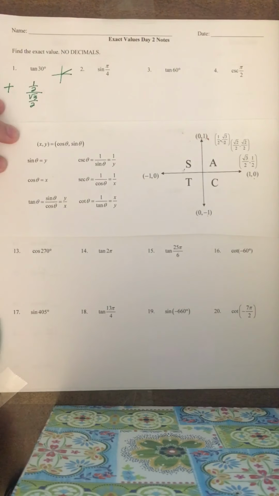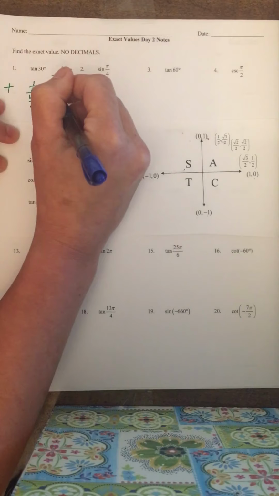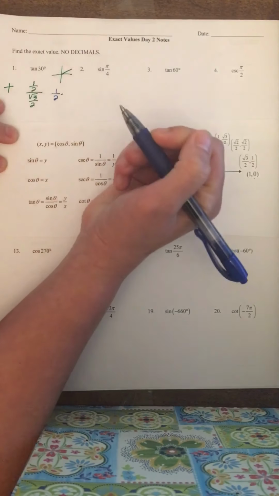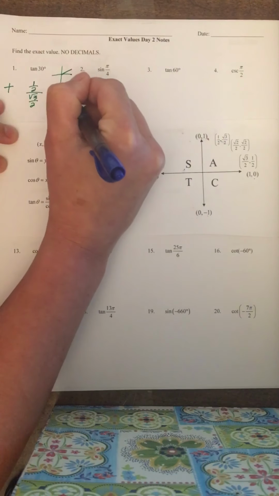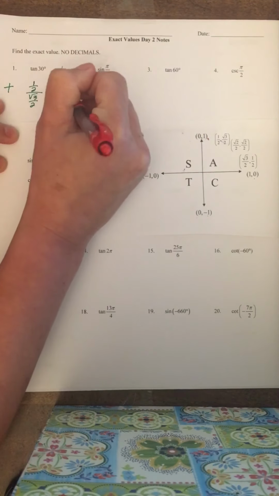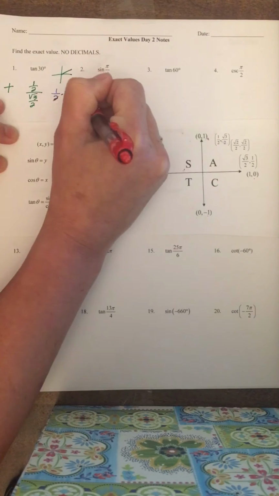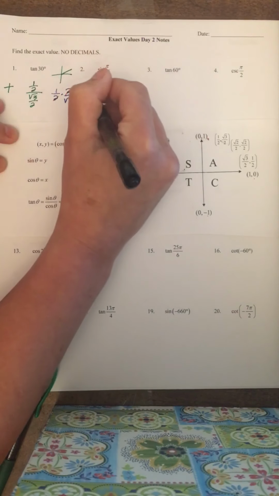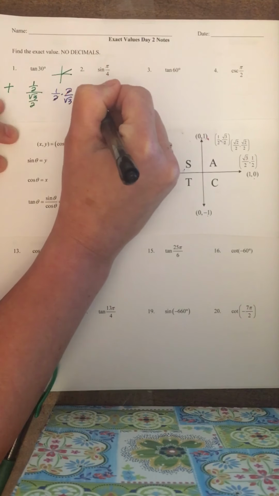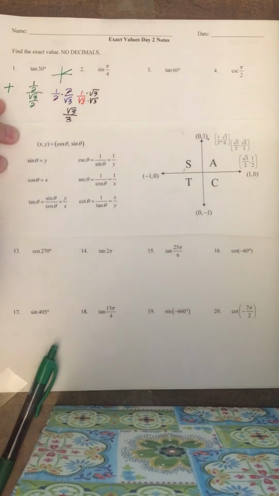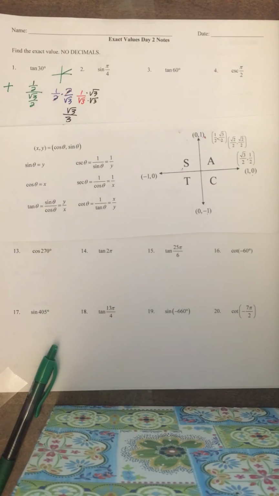When you multiply by or divide by a fraction, it's the same as multiplying by the reciprocal. So we can multiply by the reciprocal of the square root of 3 over 2, which is 2 over the square root of 3. Then the 2's would cancel, leaving us with 1 over the square root of 3. And from here, we just have to rationalize the denominator by multiplying by the square root of 3. And that gives us the square root of 3 over 3 as the exact value of the tangent of 30 degrees. So next is sine of pi over 4.